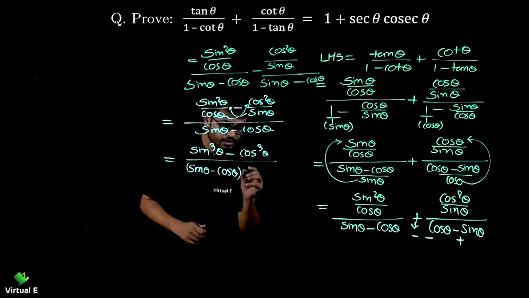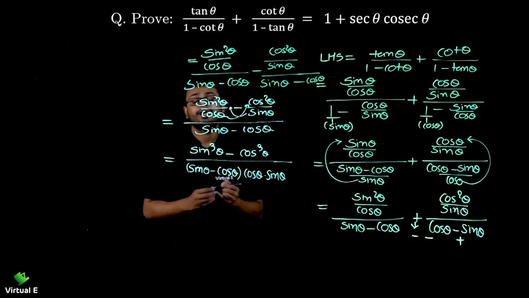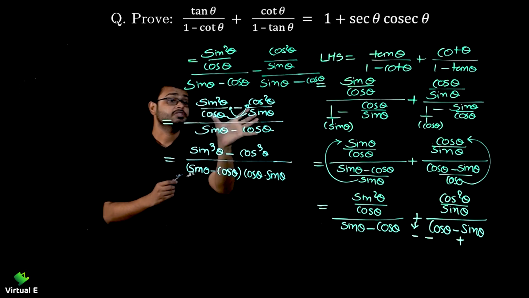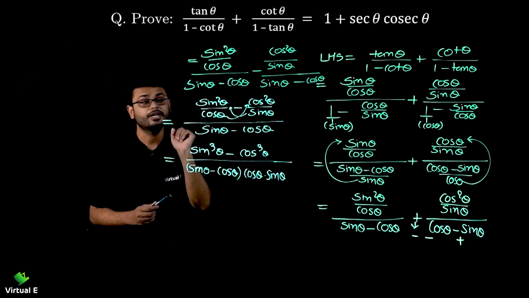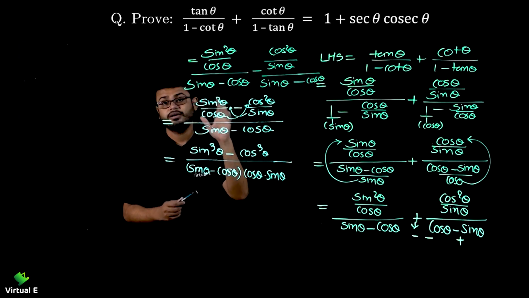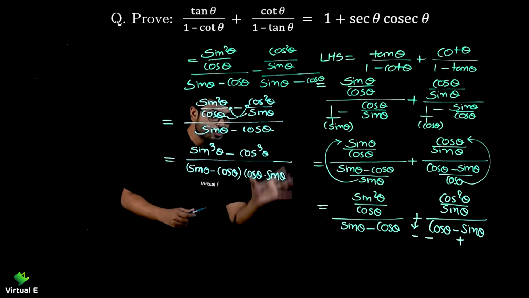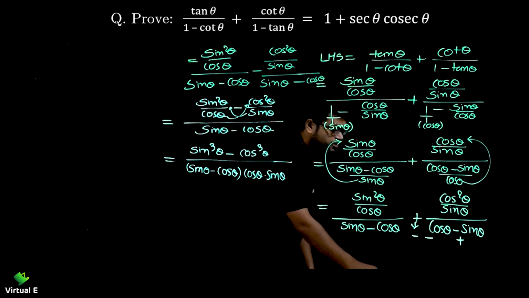These two terms will come down, which is cos theta into sin theta, because that was my LCM. Remember, this is my LCM. We are multiplying this because there is no cos theta in the denominator, there is no sin theta in the denominator, so we multiplied, right? And we get that LCM in the denominator. Now what to do? Interesting question.